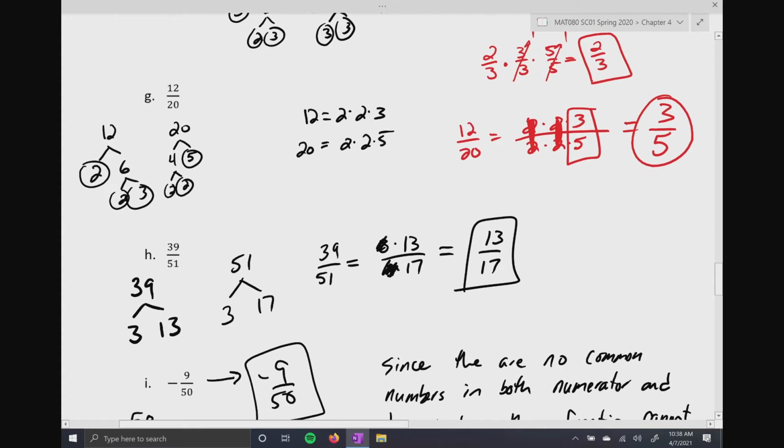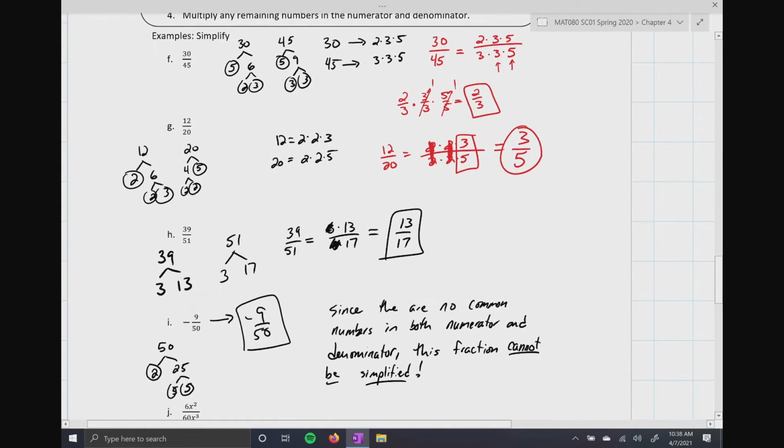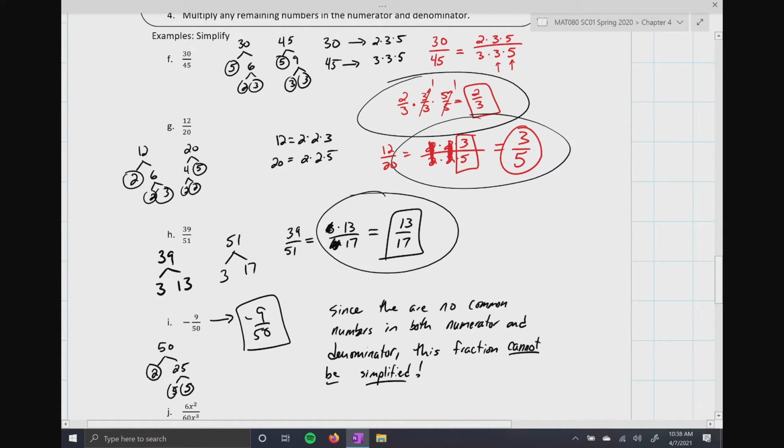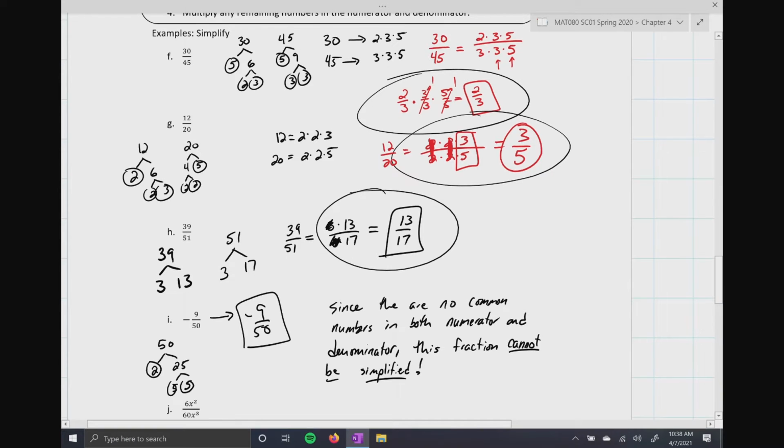look at these examples we did. I'm going to zoom out here. You can visually see when you are done. There's nothing else you can cancel. So you know you're done. And I said the word cancel and I shouldn't have. It comes out every once in a while. Okay? Let's do this last one here.